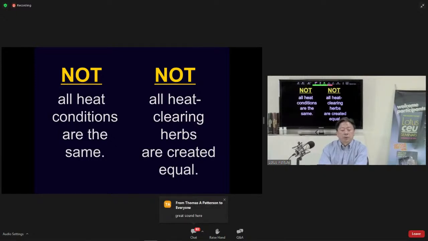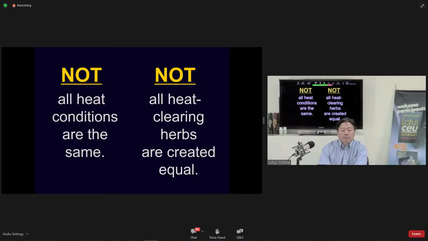Okay, so you have to differentiate what kind of heat is it. Is it from infection, inflammation, elevated metabolism? Is it from fever or something else? Okay, and not all heat clearing herbs are created equal. Some have antibiotic effects, some have anti-cancer effects, some have organ protective effects, some have, many.